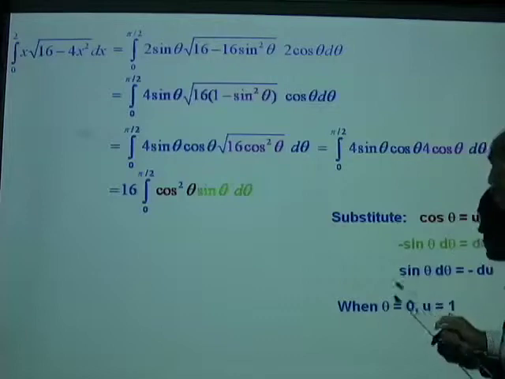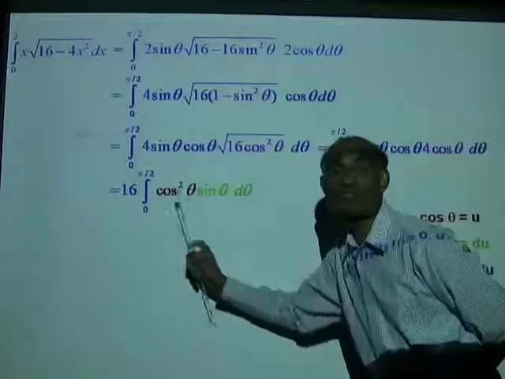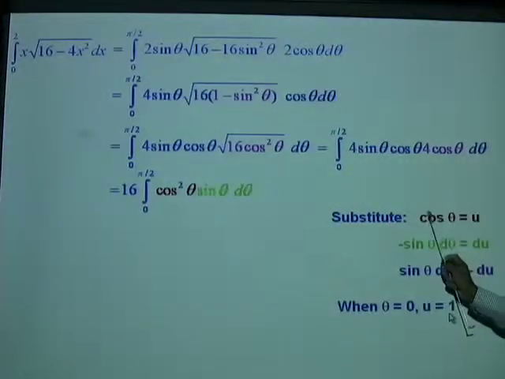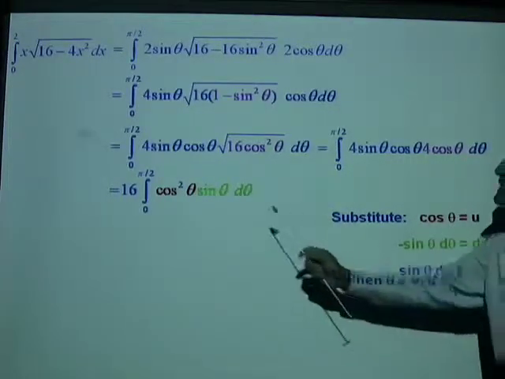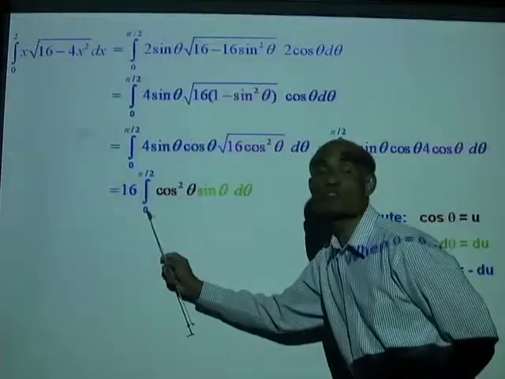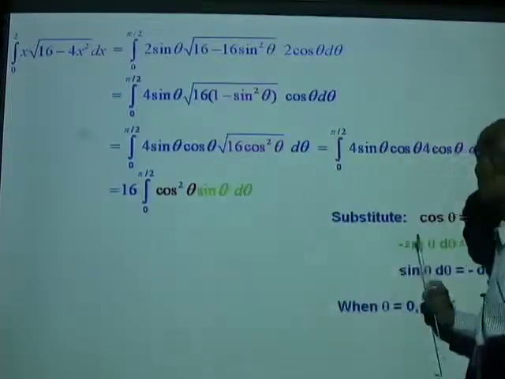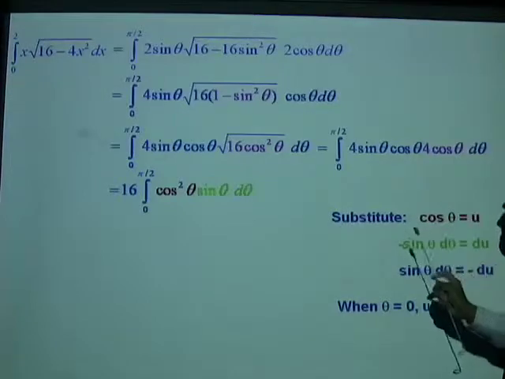So, also, when you do the substitution, always follow the limits with it. When theta equal to 0, look at the substitution. What is cos of 0? Cos of 0 is 1. So when theta equal to 0, u equal to 1. That means this limit will now be replaced by 1 for u.